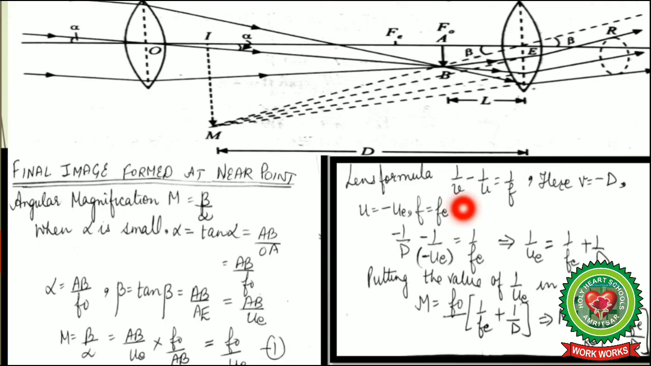So putting these values in lens formula, we will get minus 1 over D minus 1 over minus UE is equal to 1 over FE. Ultimately, on solving, we will get the value M equal to F naught into 1 over FE plus 1 over D. Why? Because we have put the value of 1 over UE in the equation of M. So, we will get the answer M equal to F naught over FE into 1 plus FE over D. I hope you have understood the topic, students.